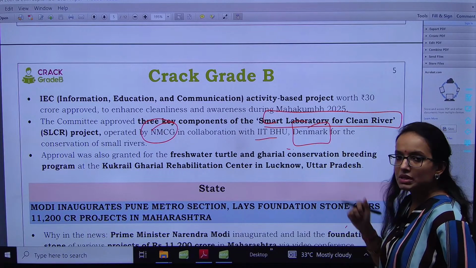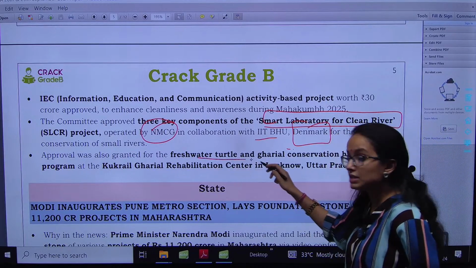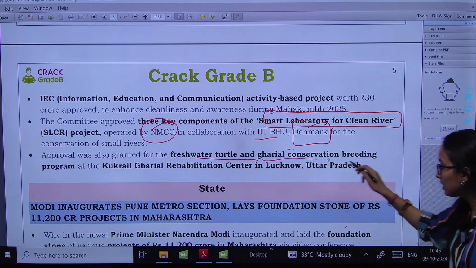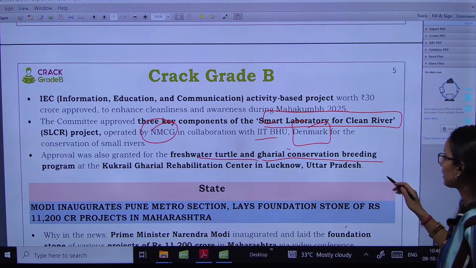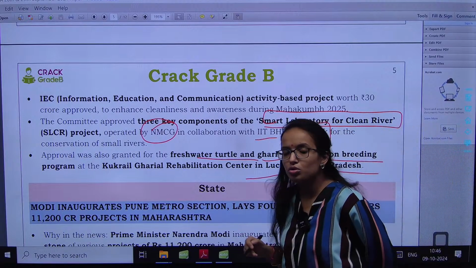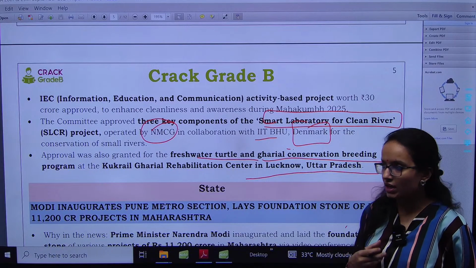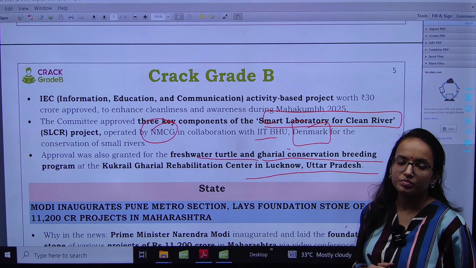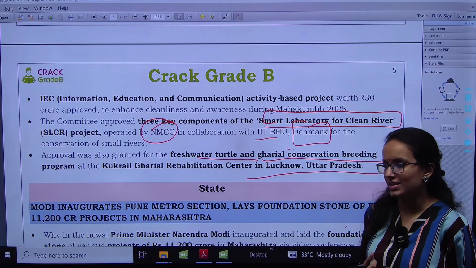Also, apart from these initiatives, approval has been given to the freshwater turtle and Ghadial conservation breeding program at the Kukrel Ghadial Rehabilitation Center in Lucknow, Uttar Pradesh. So, you know, the turtle and Ghadial populations also have to be conserved. There are issues which pose a threat to their existence.